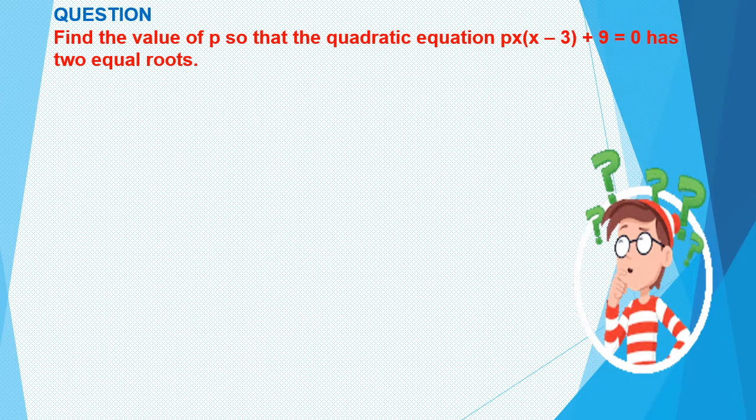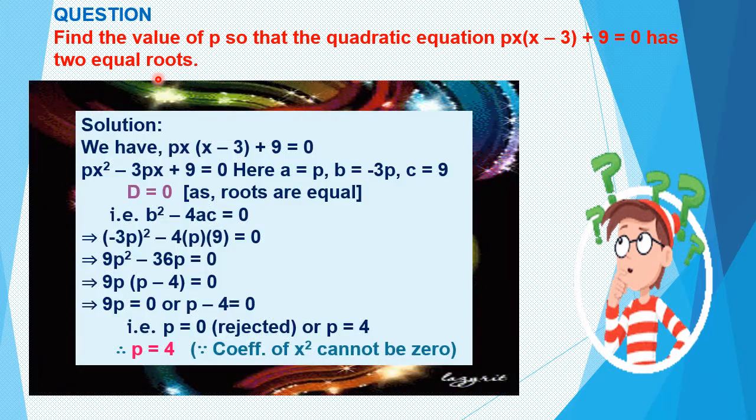Now students, you will see one question: find the value of p so that the quadratic equation px into x minus 3 plus 9 is equal to 0 has two equal roots. So this quadratic equation is given to you, and it is also given that it has equal roots. And you know very well, when we have equal roots in a quadratic equation, D is equal to 0. So let's see how to solve.